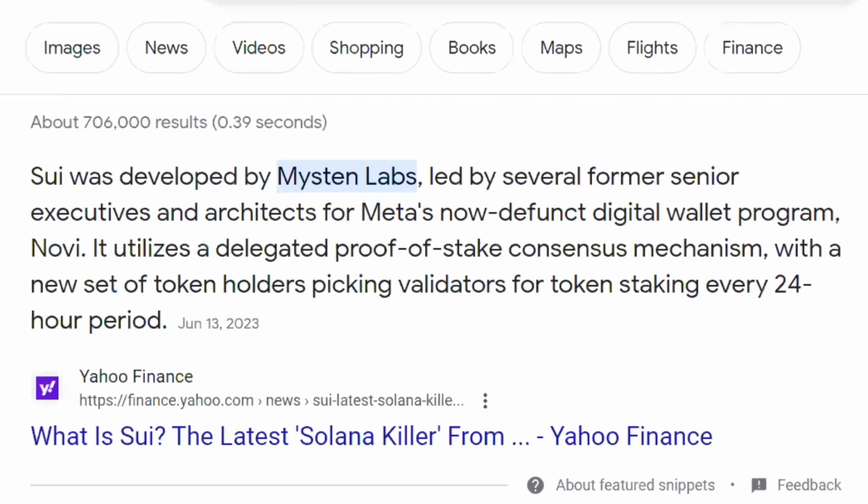So who invented SWE? Well, SWE was developed by Diligence Labs, which is led by several former senior executives and architects for Meta, now the defunct digital wallet program, Novi, that they were going to go ahead and launch. Meta used to be Facebook. It utilizes a delegated proof of stake consensus mechanism with a new set of token holders picking validators for token staking every 24-hour period. So, I feel, former senior executives from Meta, from Facebook, I think they know what they're doing.